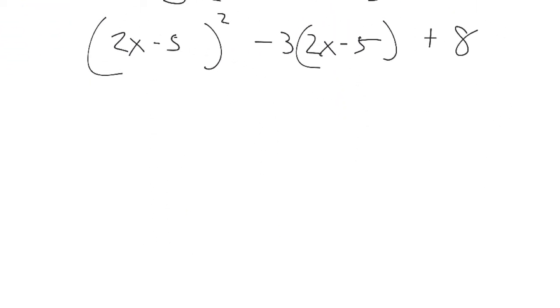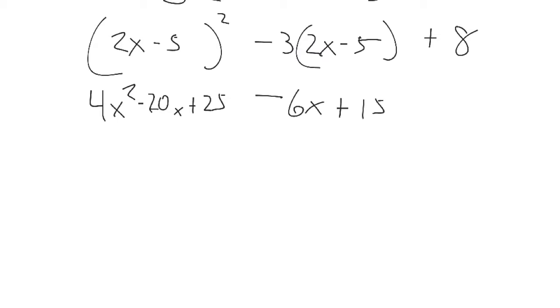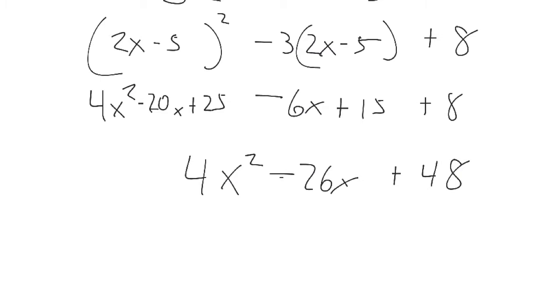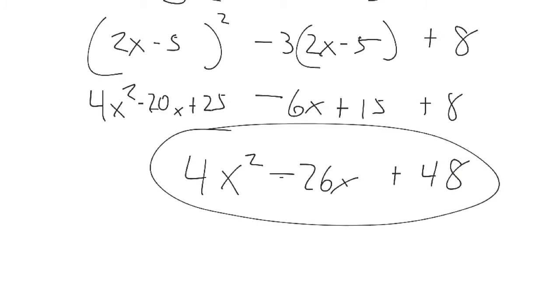We get 4x squared minus 20x plus 25 minus 6x plus 15 and plus 8. When we combine all these like terms, we eventually get 4x squared minus 26x plus 48. And that is your answer. That's the composition of g in f of x.